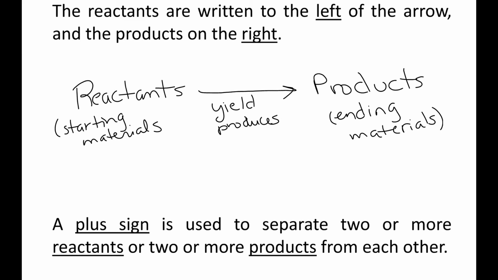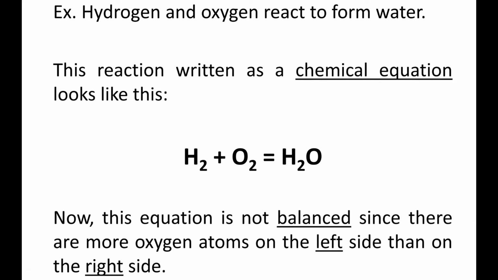A plus sign is used to separate 2 or more reactants or 2 or more products from each other. Okay, let's look at this one. Hydrogen and oxygen react to form water. So when you see that "and" in there, that means we're going to put a plus sign. The reaction written as a chemical equation looks like this. You have your hydrogen, H2, plus O2.